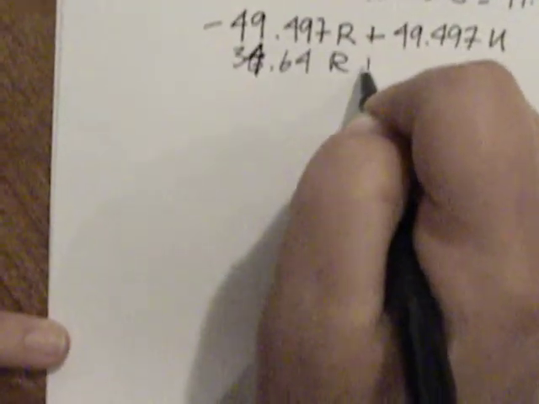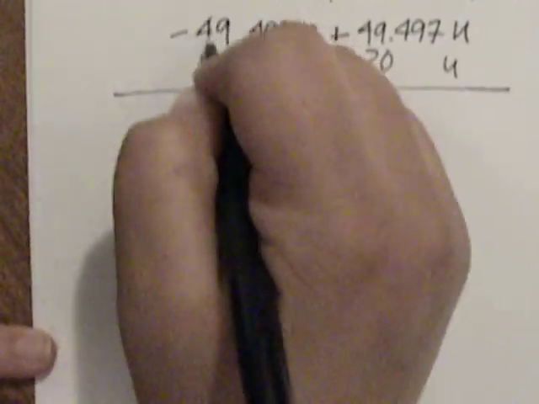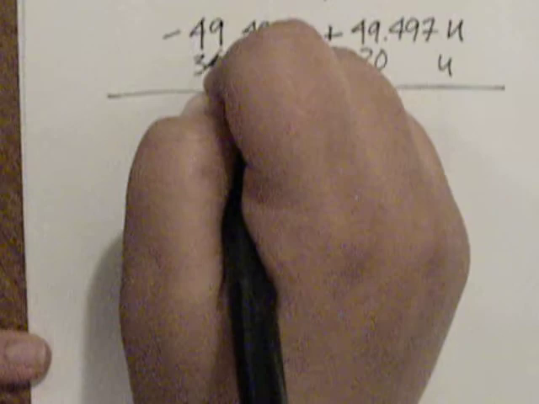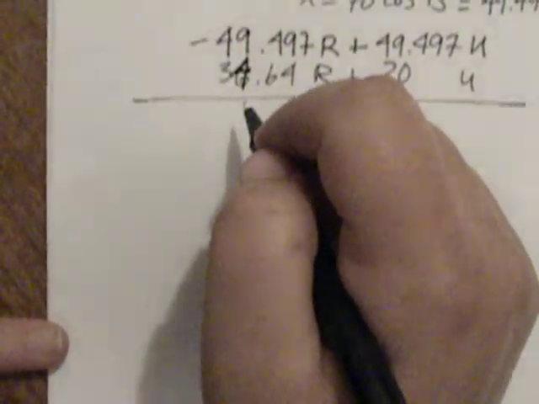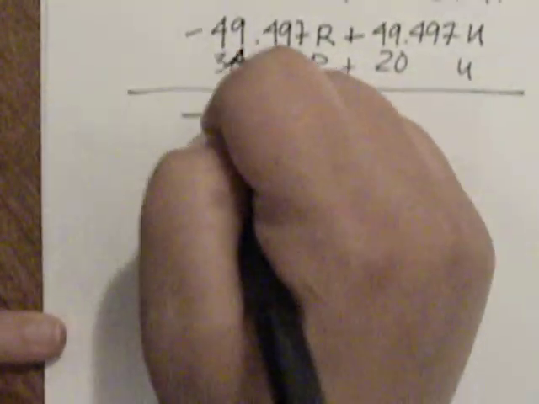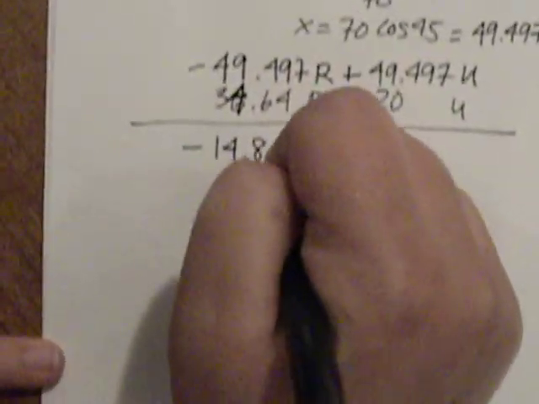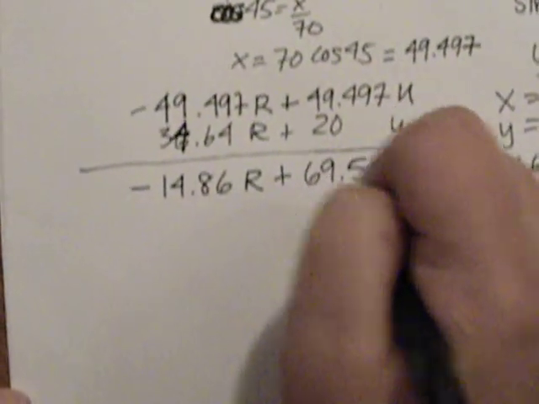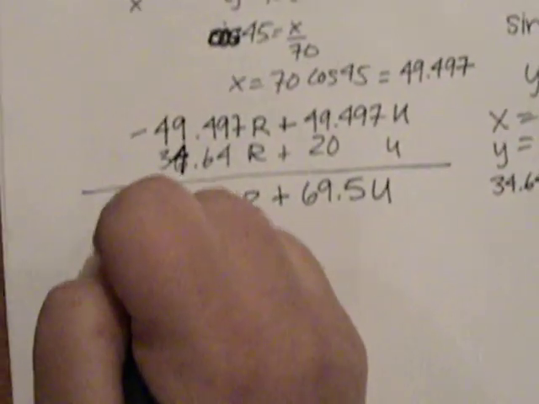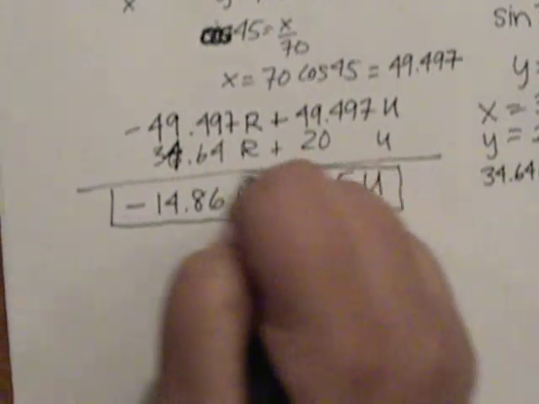34.64 r plus 20 u. Add them together. Negative 49 plus 34, so you have to add those together. I'm going to cheat and look at the answer. Negative 14.86 r plus 69.5 u. And then that is your resultant force.